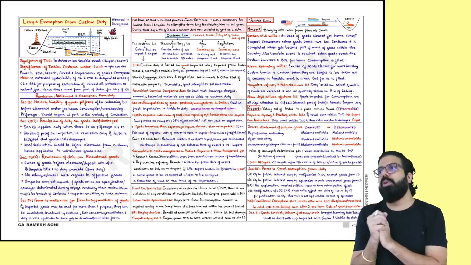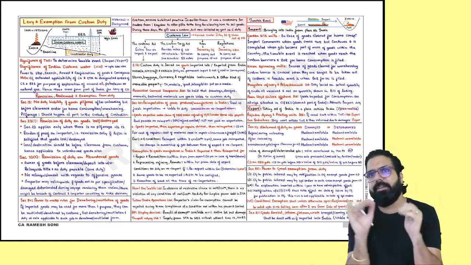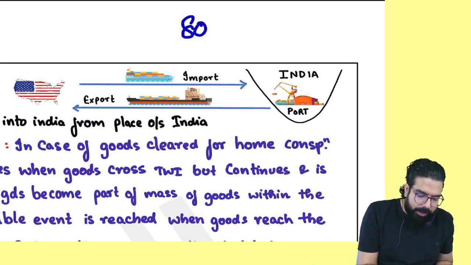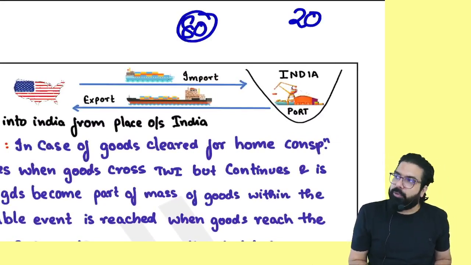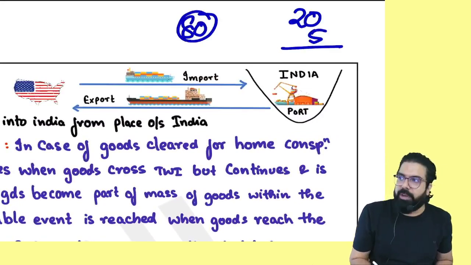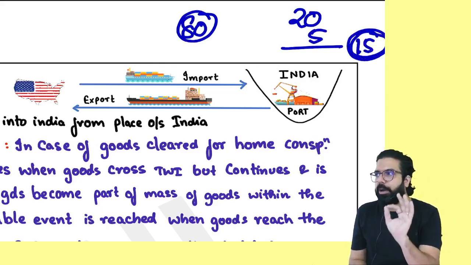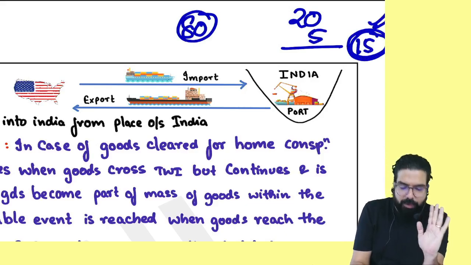Listen, in customs we have approximately 10 chapters. How many chapters? 10 chapters. Do you know GST is for how many marks? 80 marks. Customs is for 20 marks. Out of 20 marks, 5 marks will go in FTP. So actually customs is only for 15 marks. Is my point clear to all? So we will be revising from the point of view of 15 marks.